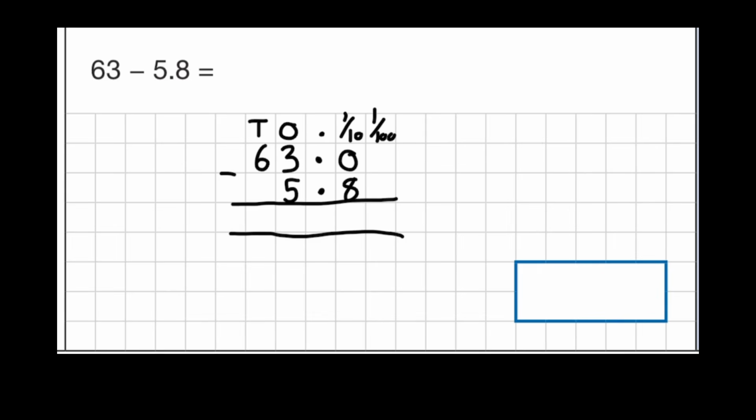So cross out the 3 ones to make it 2 ones, and bring the 1 over to the tenths column for 10 tenths. 10 tenths minus 8 tenths is 2 tenths. Again, we can't do 2 ones minus 5 ones, so we need to borrow 10 ones from the tens column. 12 ones minus 5 ones is equal to 7 ones. 50 take away nothing is equal to 50, so the answer is 57.2. So well done.